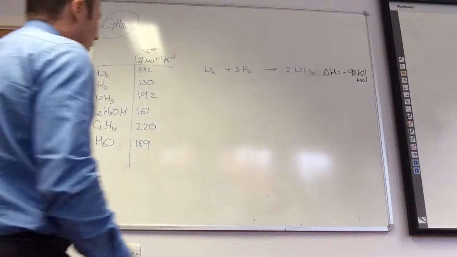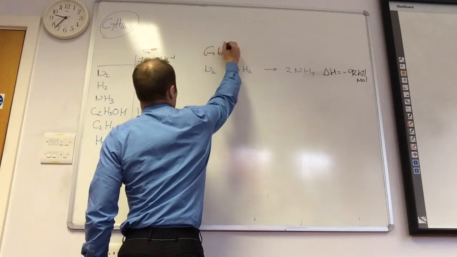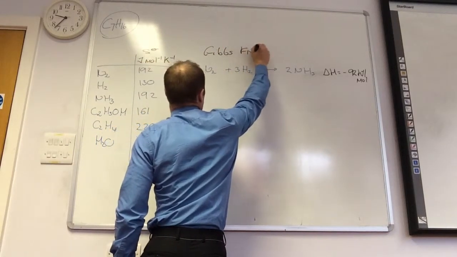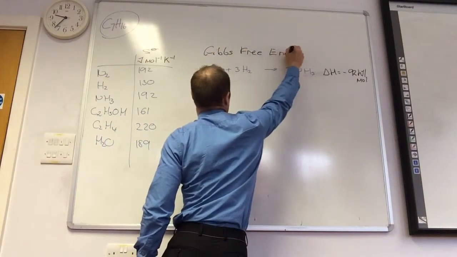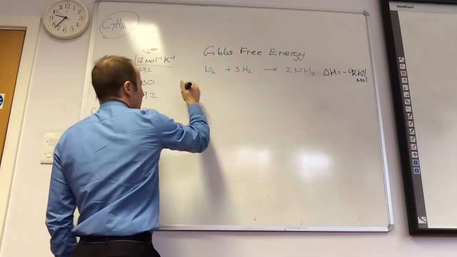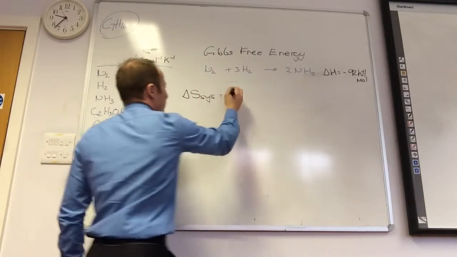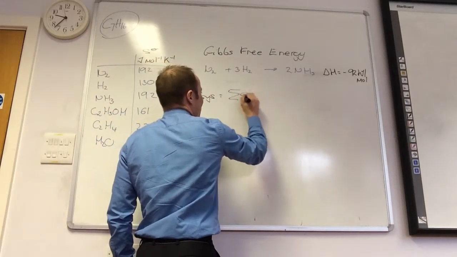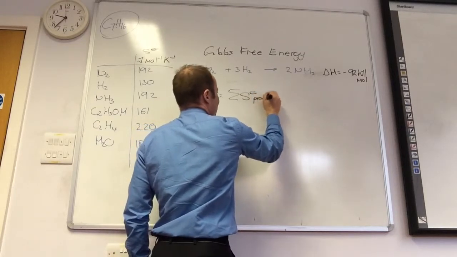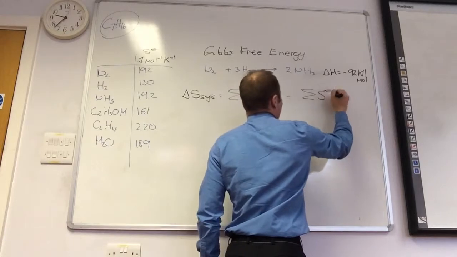So for the first one, we first of all have to find delta S, because we need to work out what Gibbs free energy is. So delta S for the system is going to be, remember, the sum of S for the products minus the sum of S for the reactants.